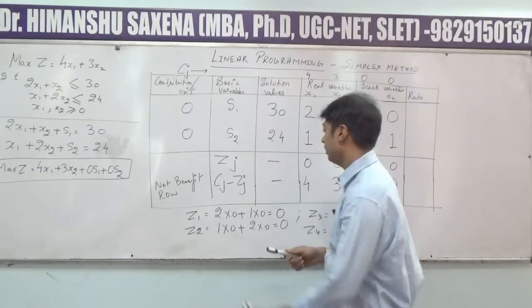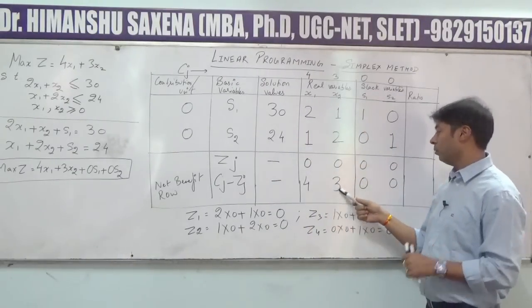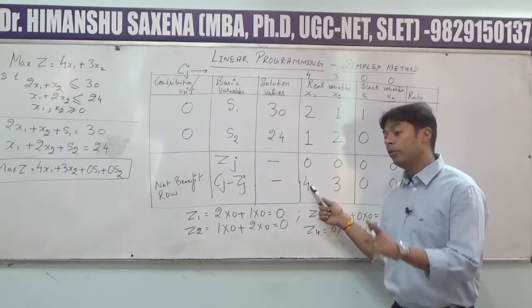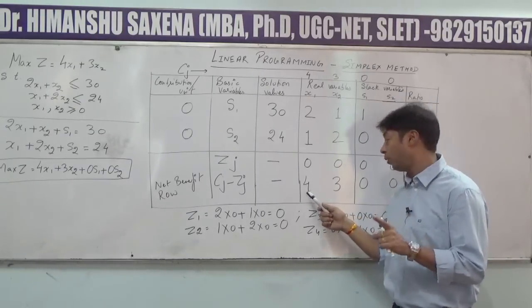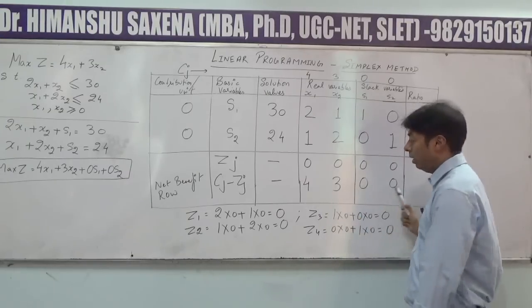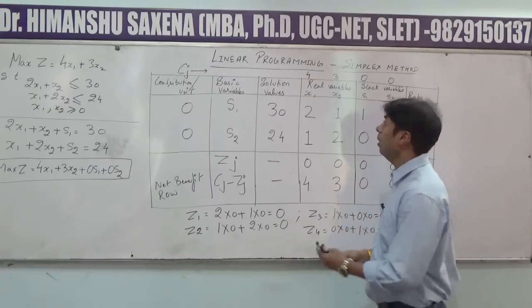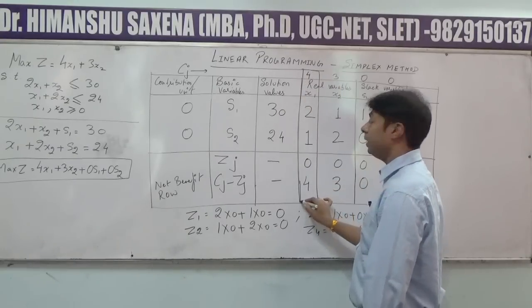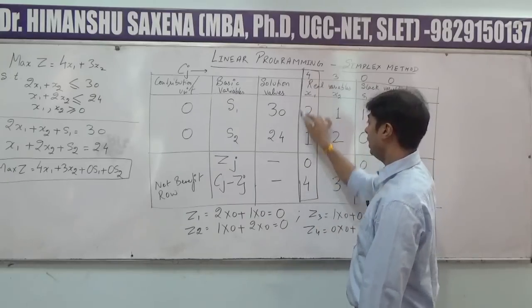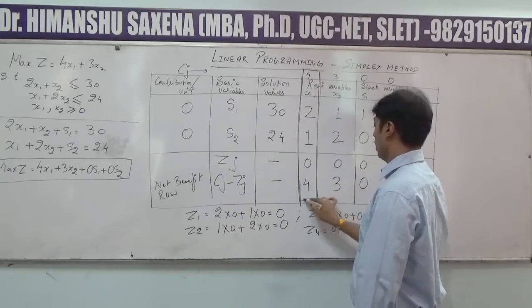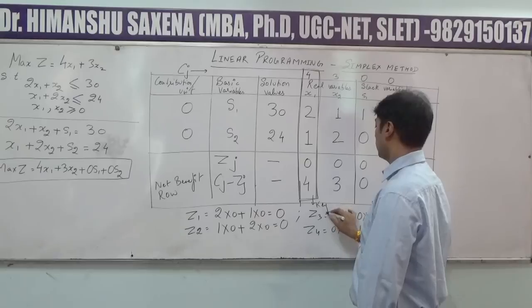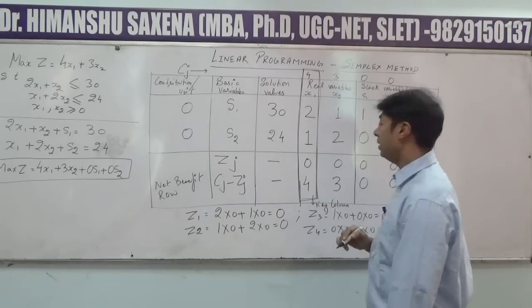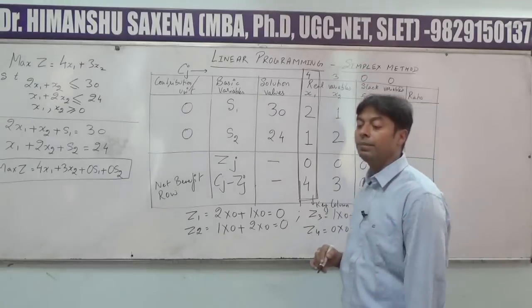Right, now please see, there are 4 values in this row Cj minus Zj, which is the net benefit row. What you have just written is the highest positive value out of the whole lot, which is 4. So this column will become your key column. You have to highlight it. This first column will be called the key column. Right?